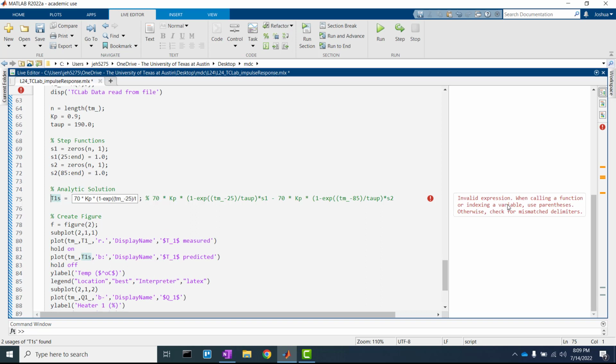Invalid expression when calling a function or otherwise indexing a variable. Use parentheses. So when did we index? I don't remember indexing. There was some time where we, I don't know what we did there. Let's look here. There was some time where we didn't have a multiplication sign, I bet is what happened, which assumed that the parentheses would do it. exp, tm.